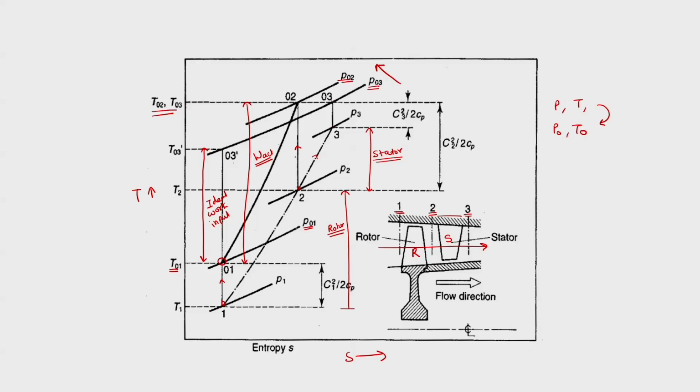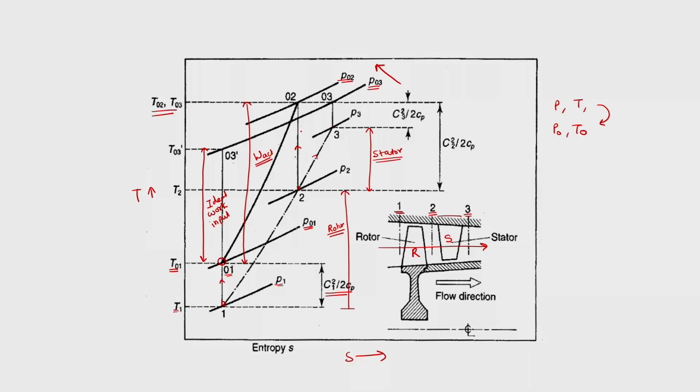So, we would have otherwise needed smaller work as input if we had done isentropic compression. This is the TS diagram. As we know, if we are at state 1, which is at static pressure P1 and static temperature T1, then if we stop the flow isentropically, we get the stagnation condition. The corresponding difference is half C1 square upon Cp.